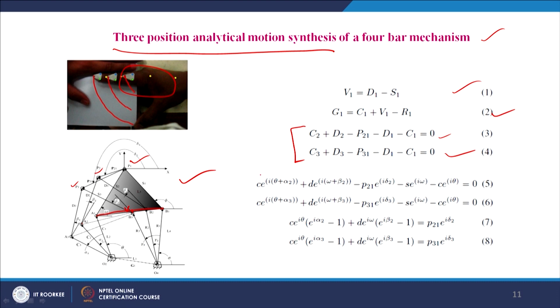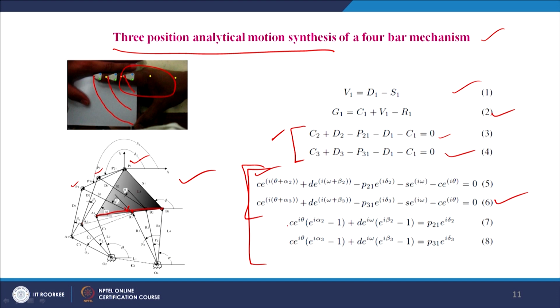Then, having the complex notations, we can have the vectors represented by these notations, which is given by C e power i (theta plus alpha 2) plus D e power i (omega plus beta 2) minus P21 e power i delta 2 minus S e power i omega minus C e power i theta equal to 0. Similarly, equation 6 is also obtained based on the complex notations of these two equations 3 and 4, where C and D are the magnitudes of the vectors C and D respectively.